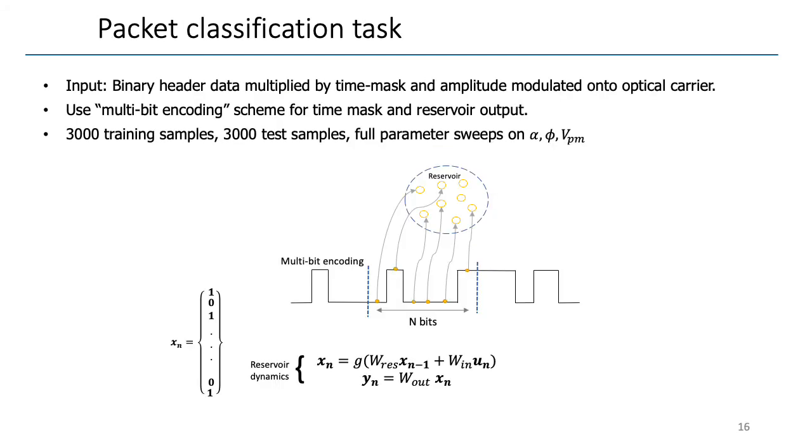In this task, rather than associating all the time nodes with a single input bit, as we did for the time series prediction task, here the time nodes are extended over multiple bits in the header field, which we call a multi-bit encoding scheme. This leverages the fact that this is a many-to-one classification problem. We trained the reservoir on 3,000 simulated IP packets and then tested on an additional 3,000 packets, performing full optimization sweeps on the gain, round-trip phase, and the phase modulator amplitude, just as we did in the time series prediction task.